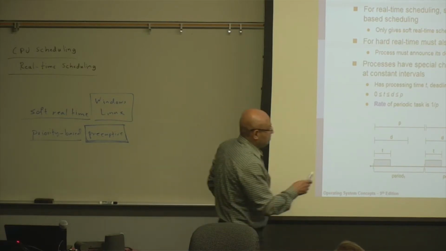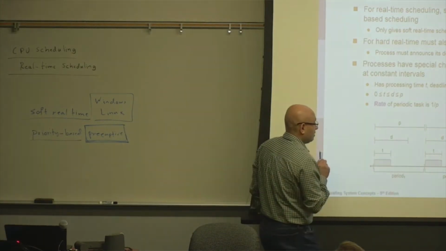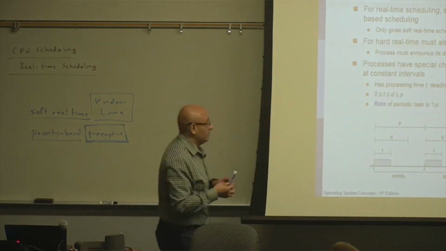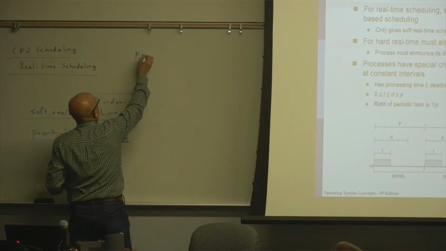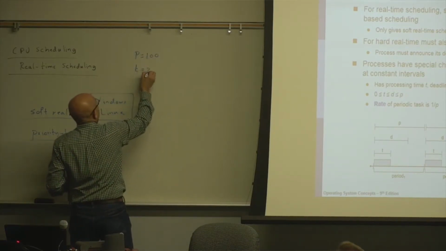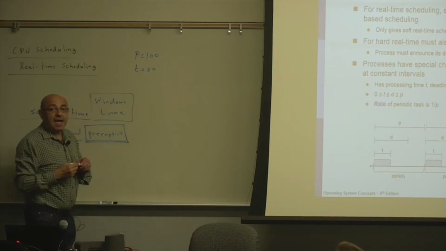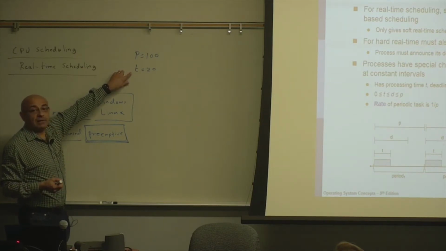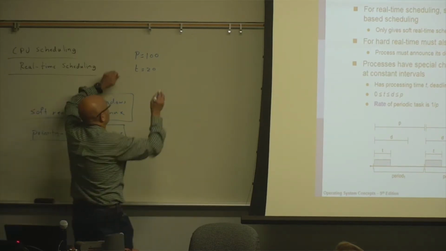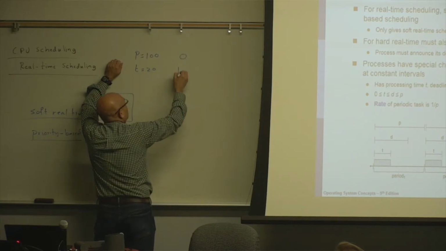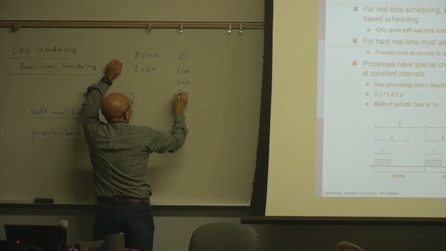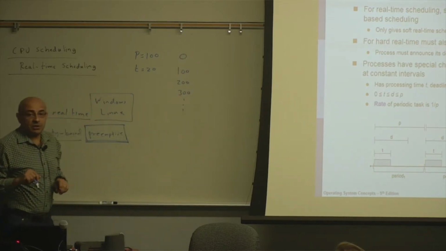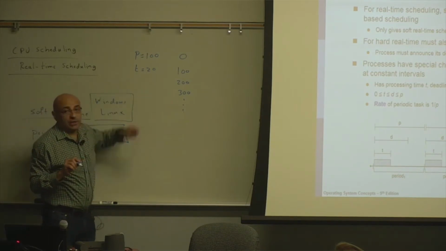So here in this case, P is the period, and T is the length of the burst, and CPU bursts keep arriving periodically. So if P equals 100 and T equals 20, this means that every 100 time units, you will get a CPU burst of length 20. So you will have bursts arriving at times 0, 100, 200, and 300, and so forth. And at each of these times, you will get a CPU burst of length 20.